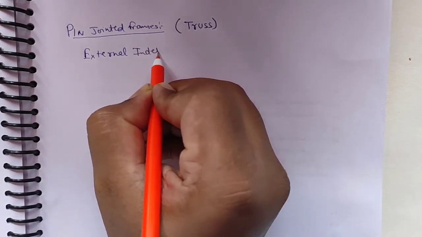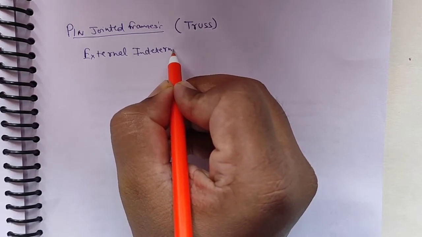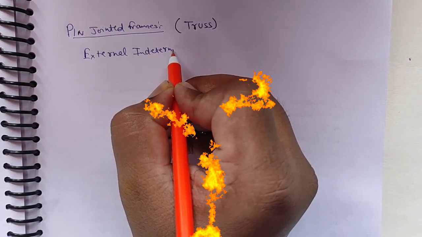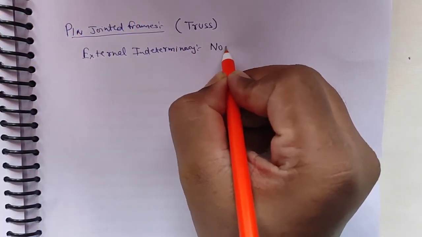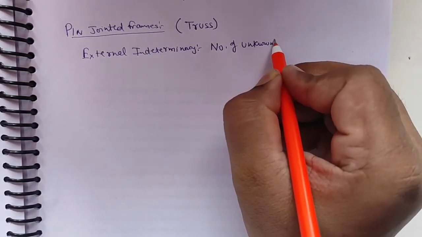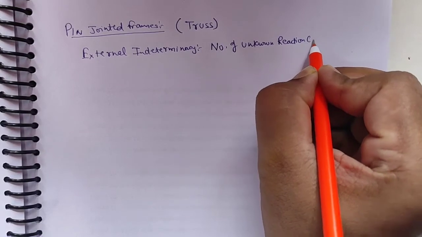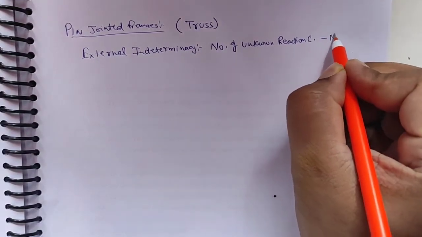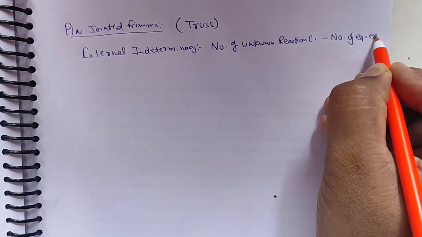External indeterminacy is already discussed in the previous lectures. You can refer to it there. External indeterminacy is equal to the number of unknown reaction components minus the number of equilibrium equations.